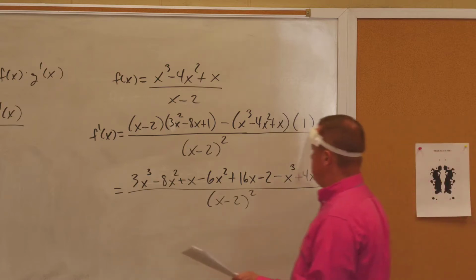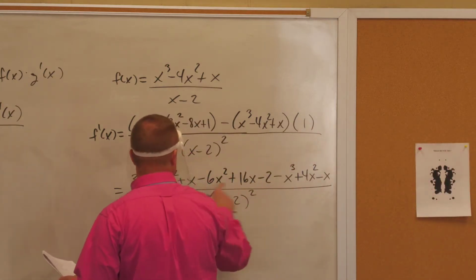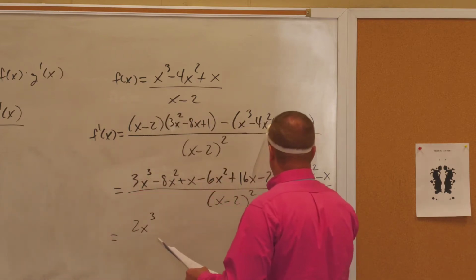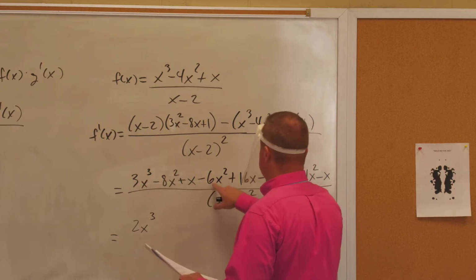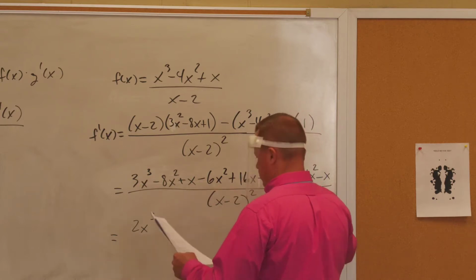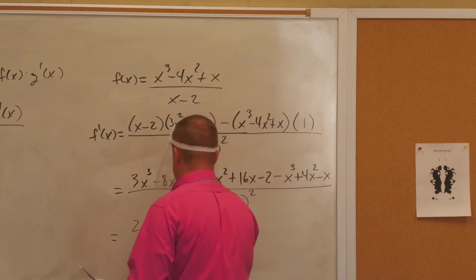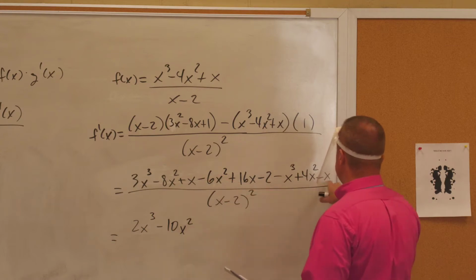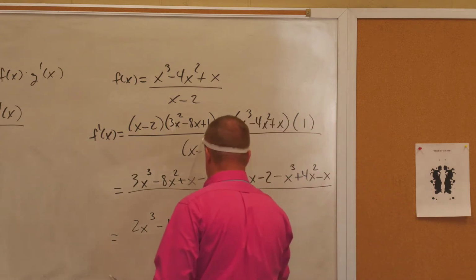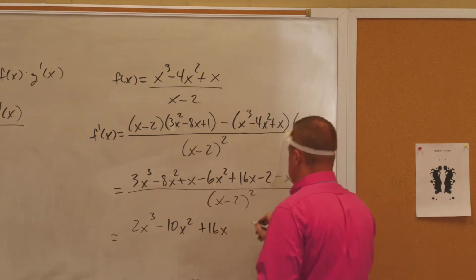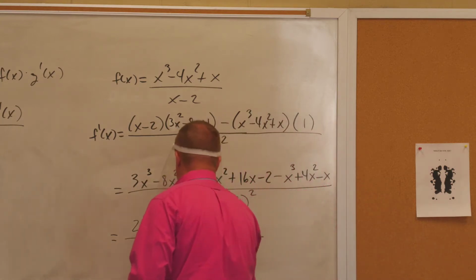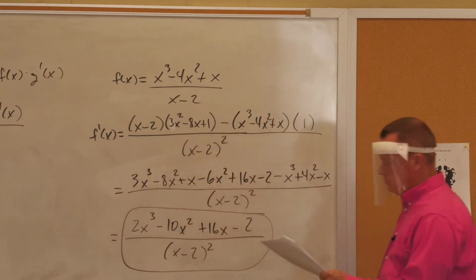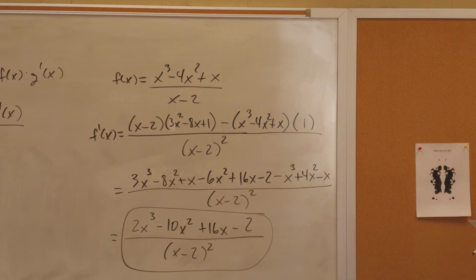All right, now let's combine terms. 3x cubed minus x cubed is 2x cubed. Negative 8x squared minus 6, negative 14 plus 4 is negative 10x squared. And then x minus x is 0, so that just leaves 16x. Then I got minus 2 over x minus 2 squared. There you go. All right, questions about that one?